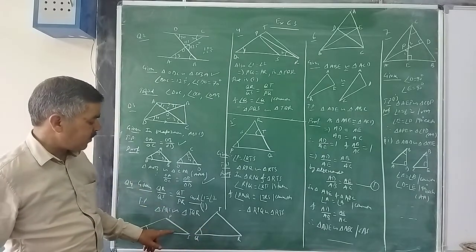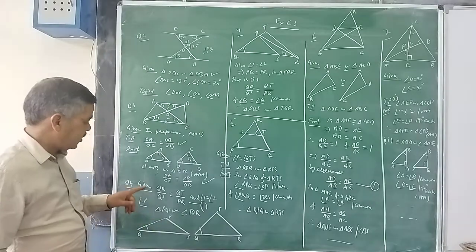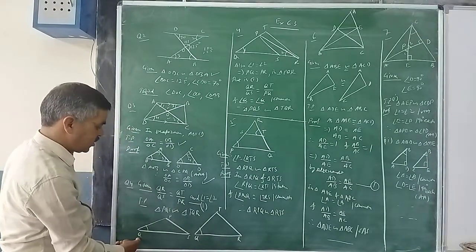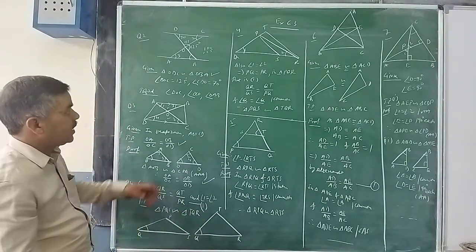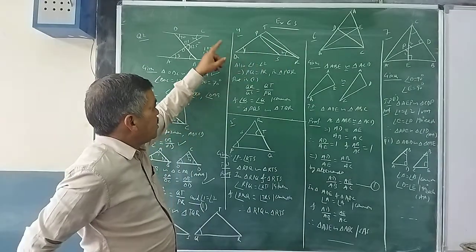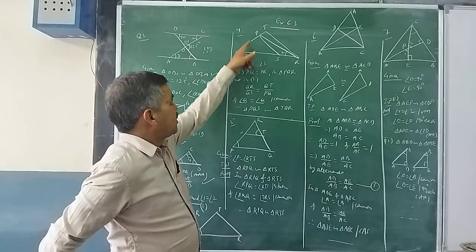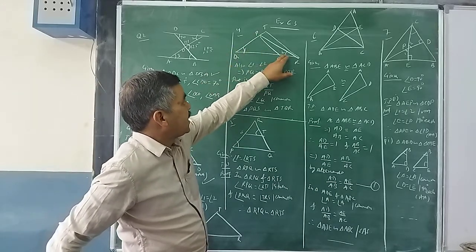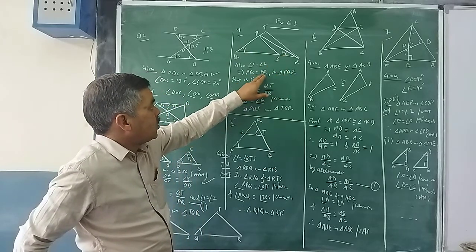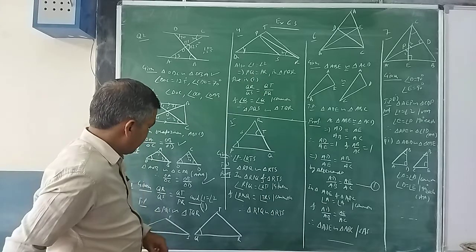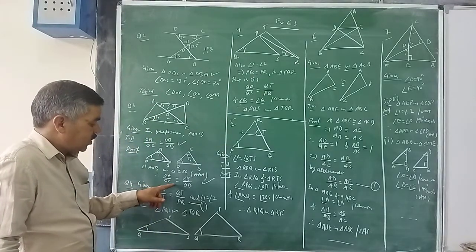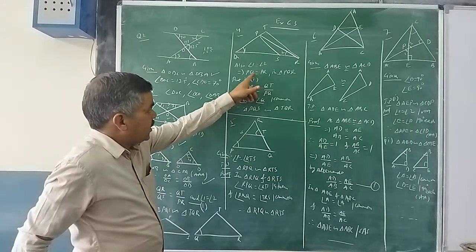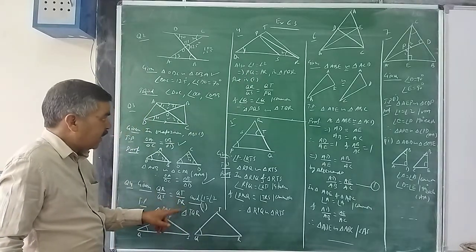So I have drawn these two triangles separately for your understanding. The given information is here: QR upon QS is equal to QT upon PR. As you can see, your angle 1 is equal to angle 2. So in triangle PQR, if the base angles are equal, I can say that PQ is equal to PR. So when PR is equal to PQ, I can replace this PR by PQ.